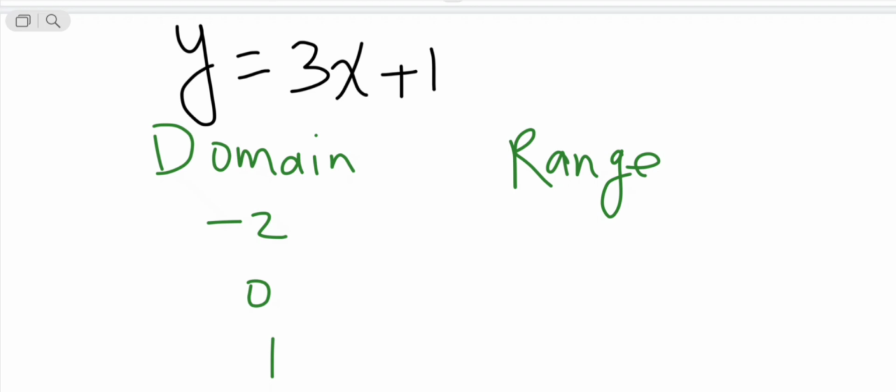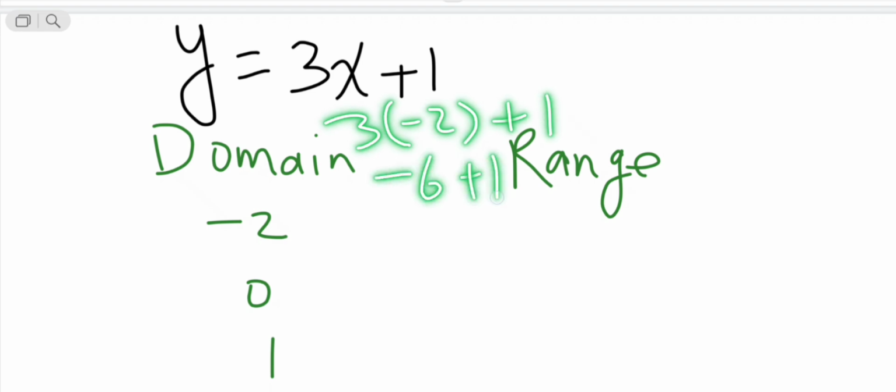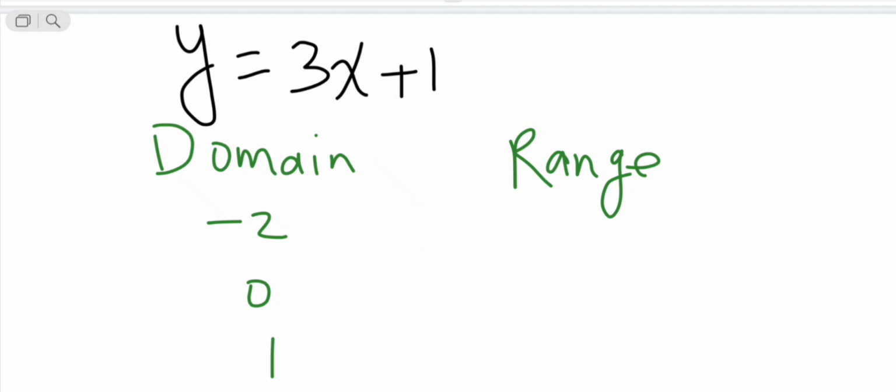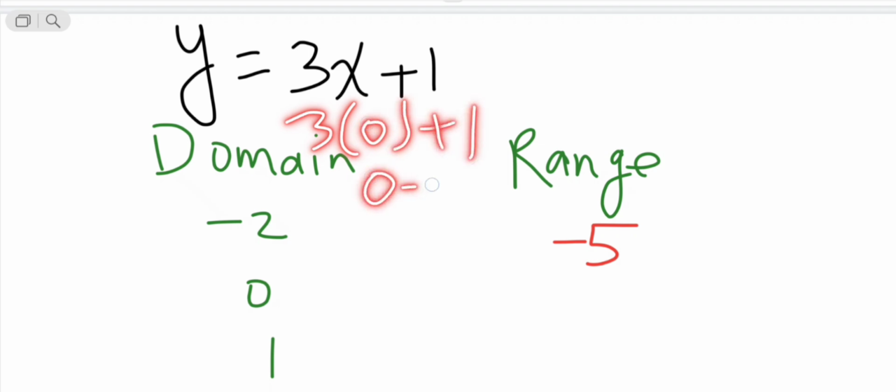So let's find. x, I will replace with -2. So 3 same, because 3 is multiplying with x, that is -2, and plus 1. 3 multiply -2, -6 plus 1, that is equal to -5. So the range is -5. X is -2, y is -5. So the next, if x is 0, 3 times 0 plus 1. 3 multiply 0, 0 plus 1, 1. So if x is 0, y is 1.